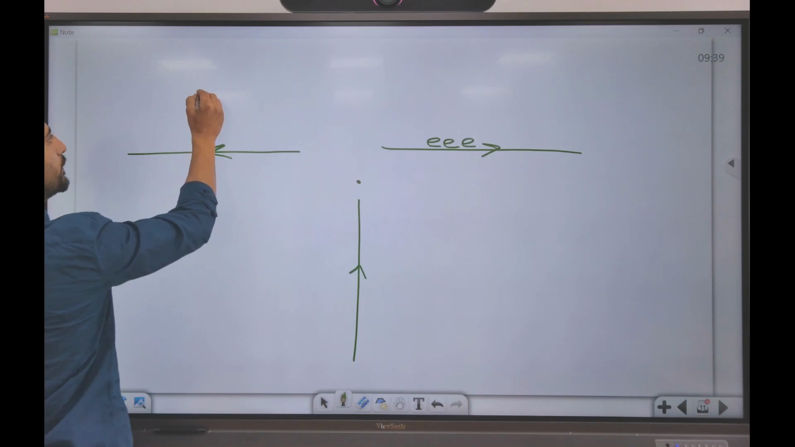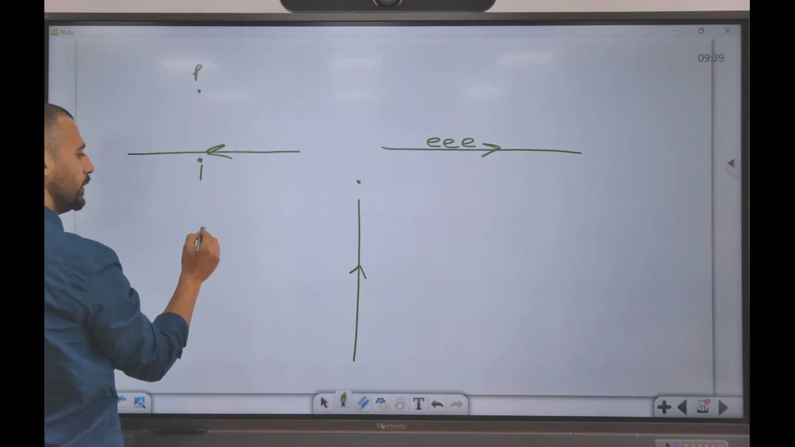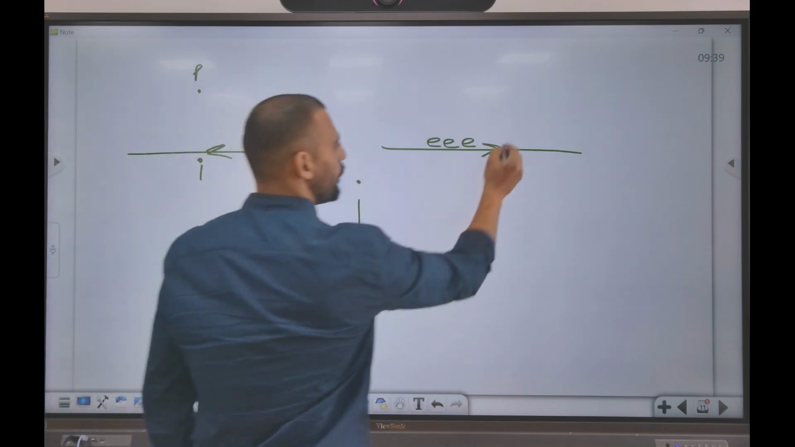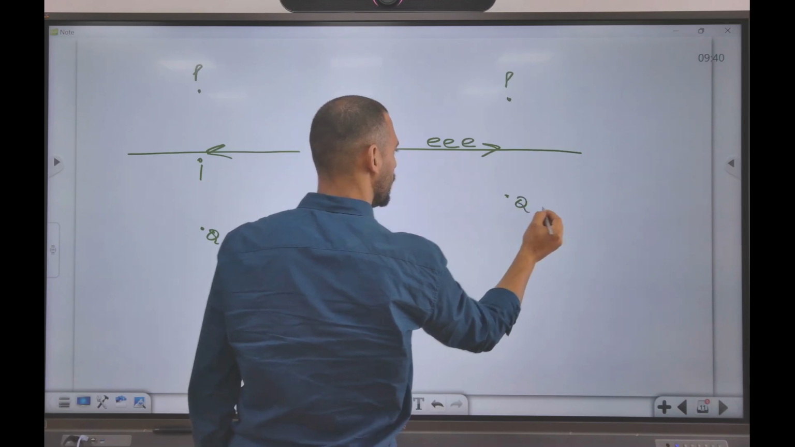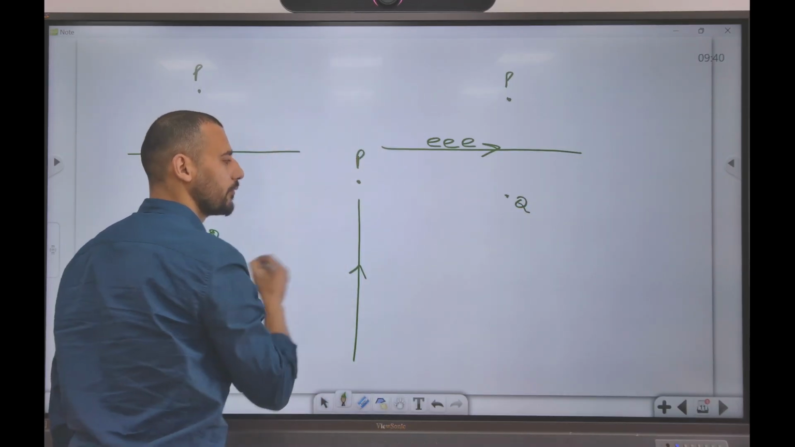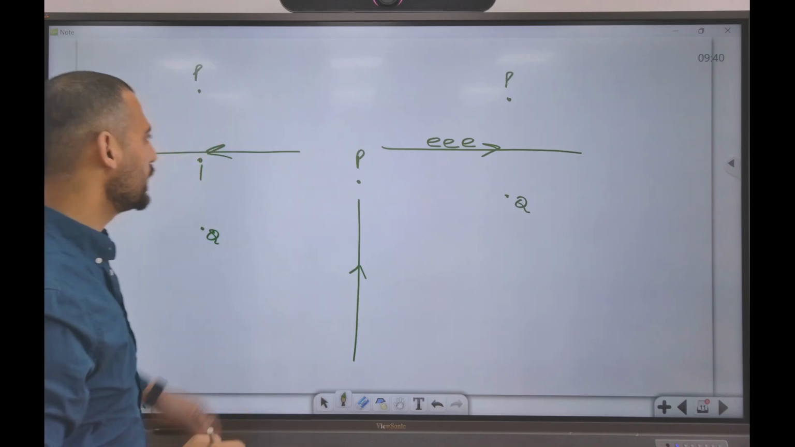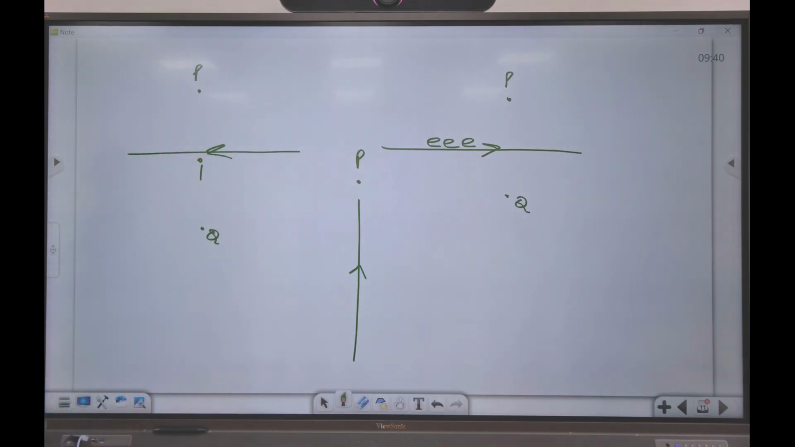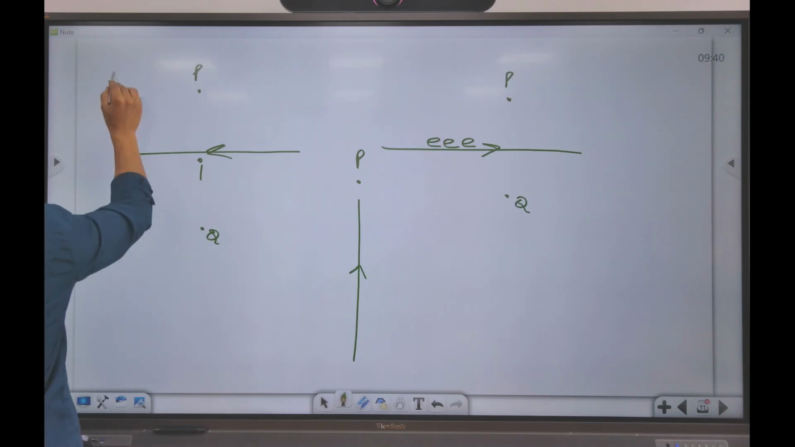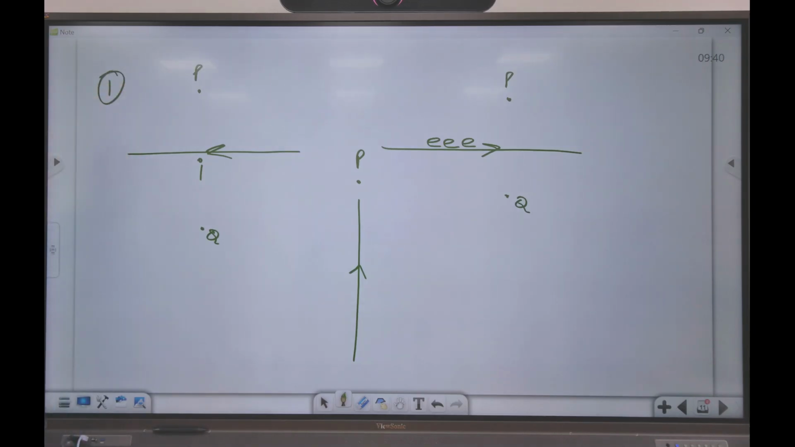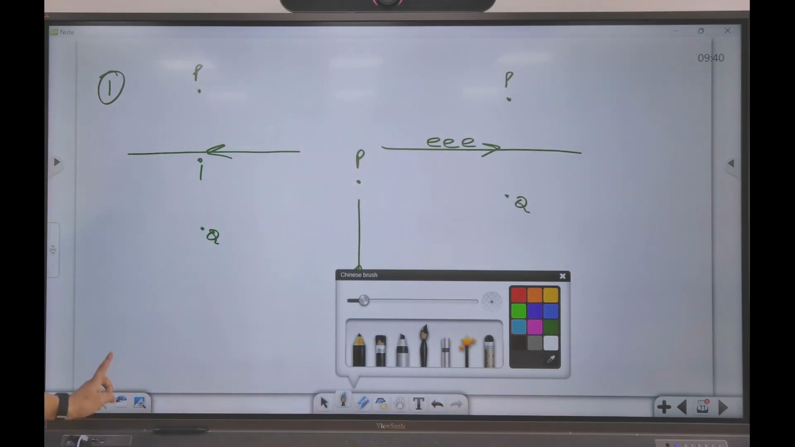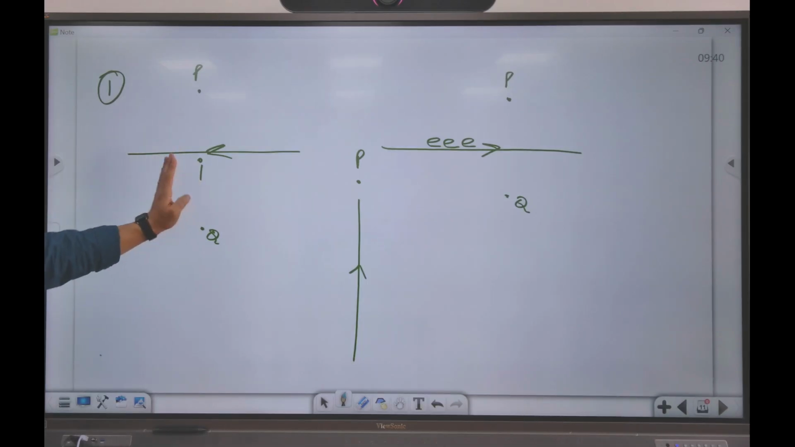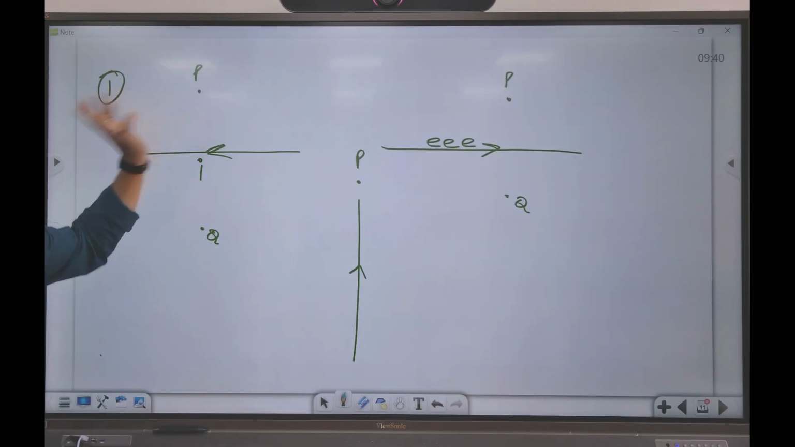So we have point P, point Q. Point P is here for this case, okay? Now tell me what is the direction of the magnetic fields in each and every case. I'll ask from Hamza, tell me. For the first case, what is the direction of the magnetic field for point P?